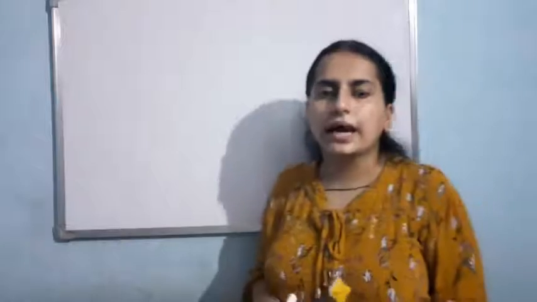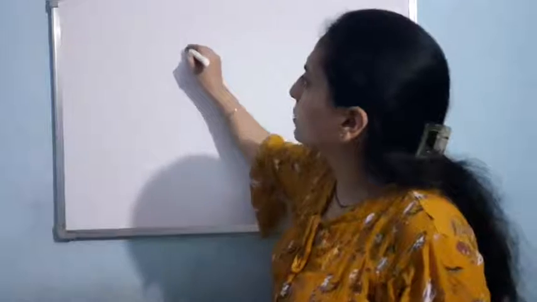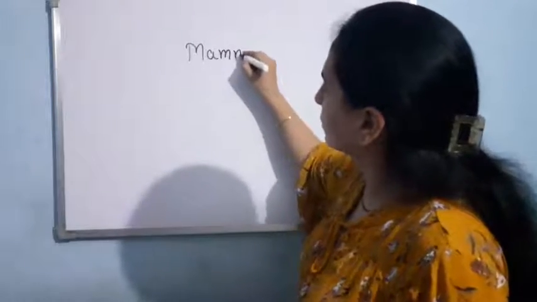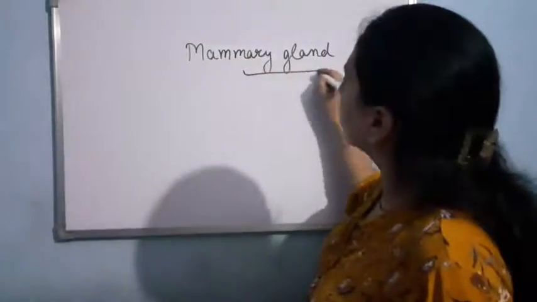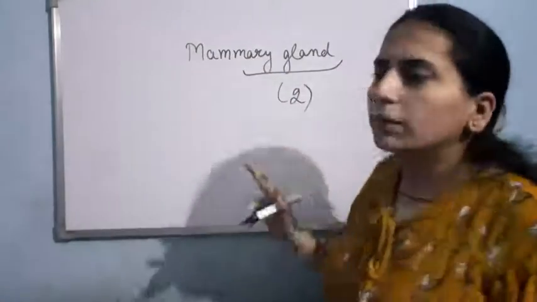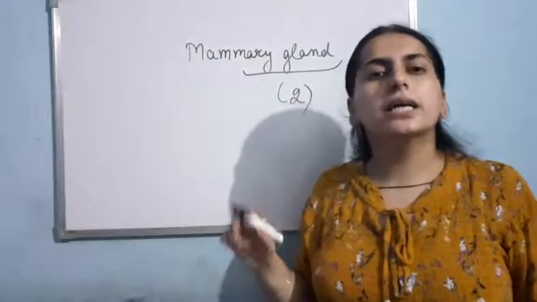Now the next part is the mammary gland. These parts all play a very important role in the process of ovulation, fertilization, and implantation. So the next one is the mammary gland. In the human female, two mammary glands are there, which means they occur in a pair.